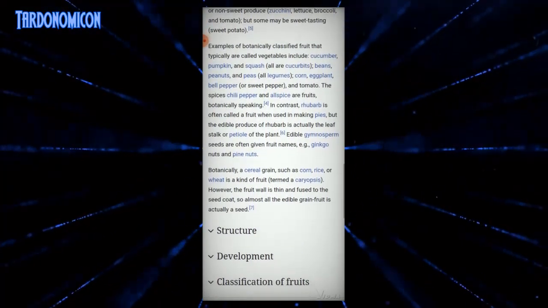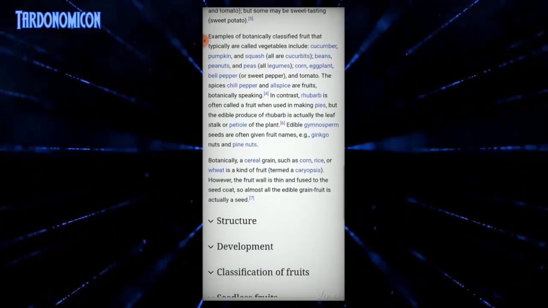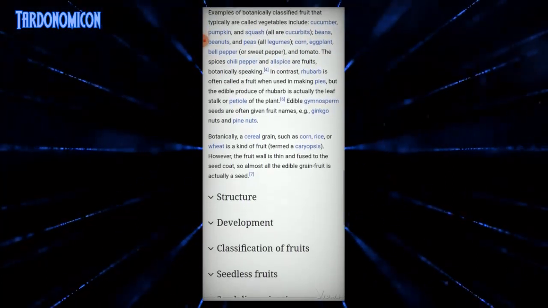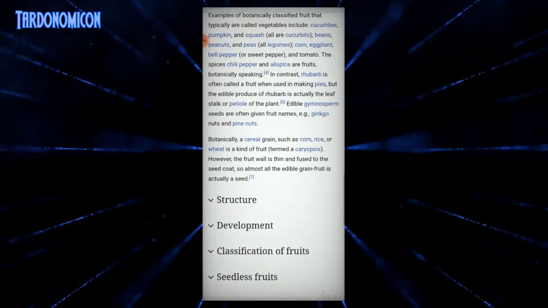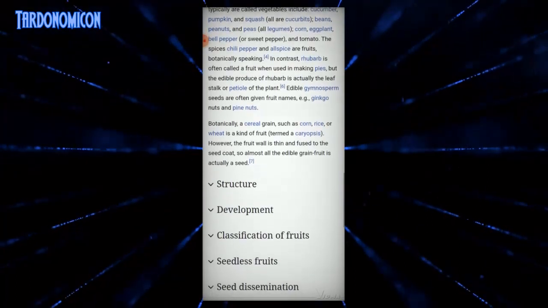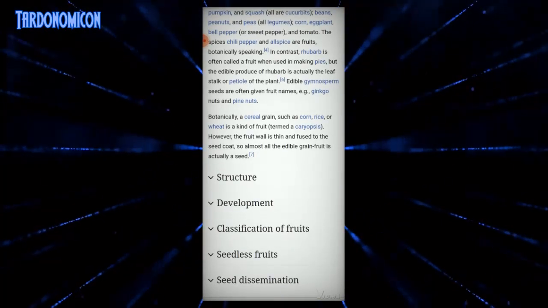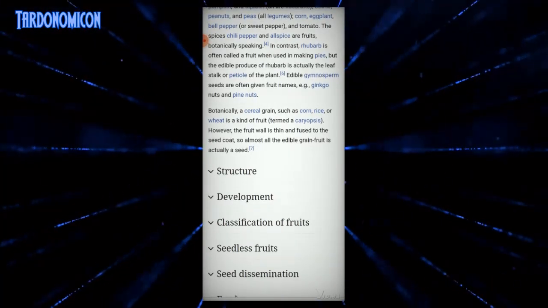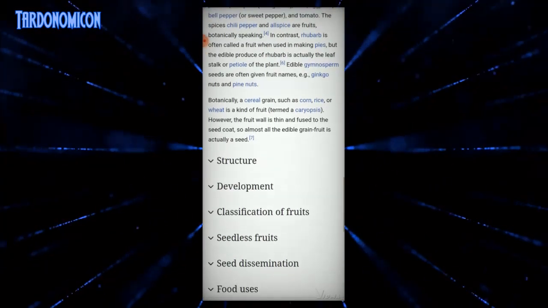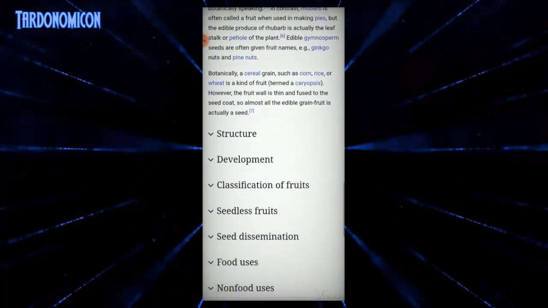Botanically speaking, in contrast, rhubarb is often called a fruit when used in making pies, but the edible produce of rhubarb is actually the leaf stalk and petioli of the plant. Edible gymnosperm seeds are often given fruit names, ginkgo nuts and pine nuts. Botanically, a cereal grain such as corn, rice, or wheat is a kind of fruit, termed caryopsis. However, the fruit wall is thin and fused to the seed coat, so almost all of the edible grain fruit is actually a seed.